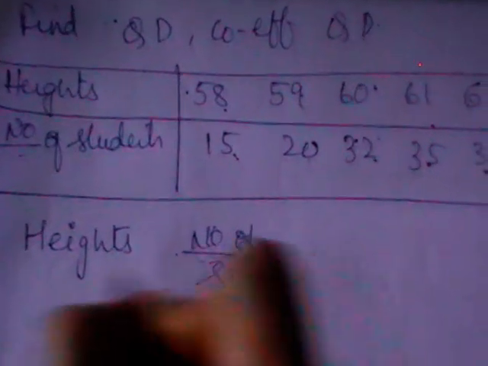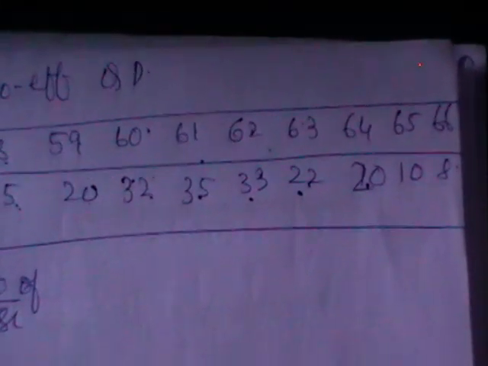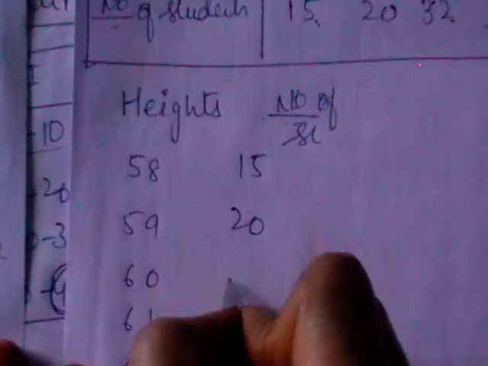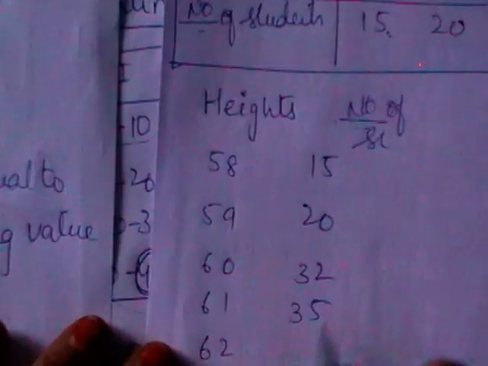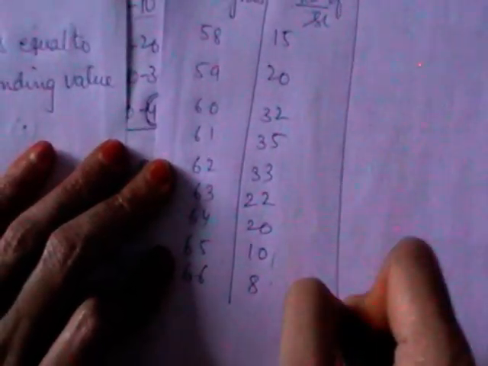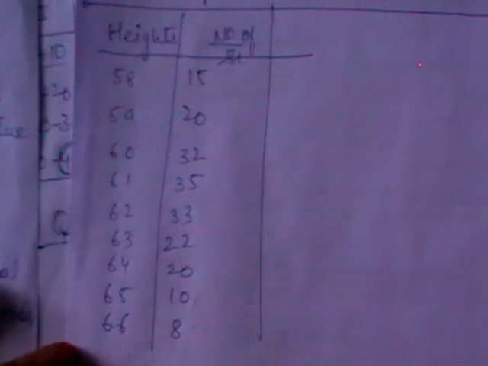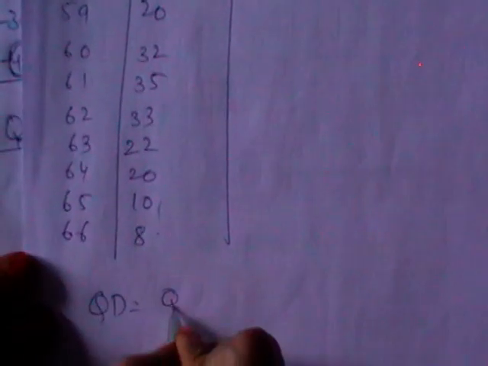As you know, it is clearly a discrete one, as you have single observations on the variable. So it's a discrete one. Write the formula: QD is equal to Q3 minus Q1 by 2.